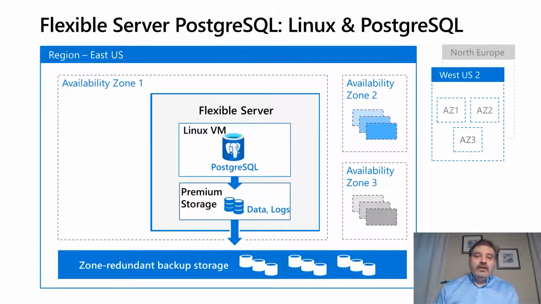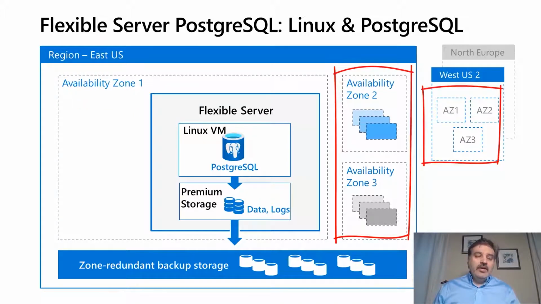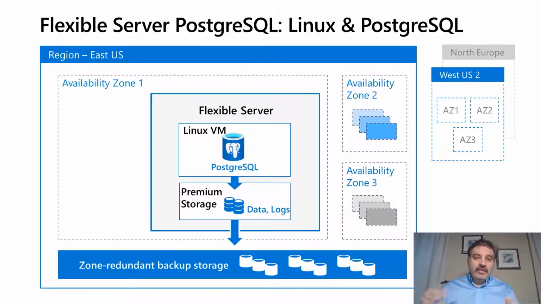When you're deploying a flexible server, you can choose which region you want to deploy in and which availability zone. Essentially, a region is a separate geographical region, and each region has different availability zones. You can deploy your applications, VMs, and databases to be co-located together, so you have optimal performance.